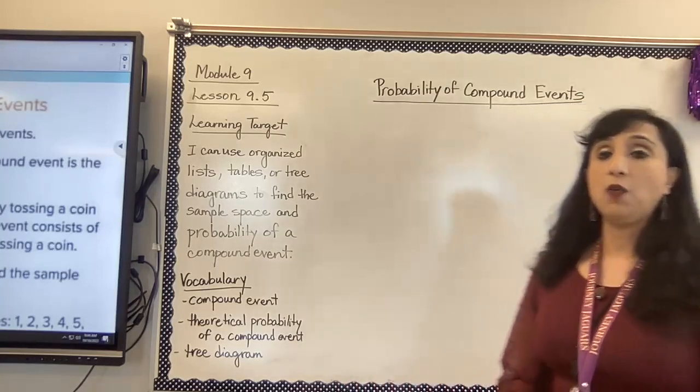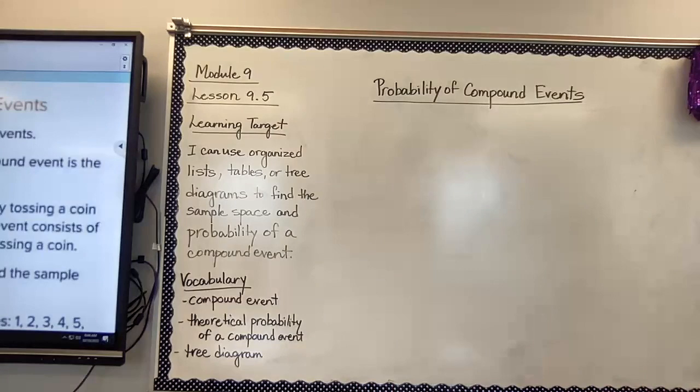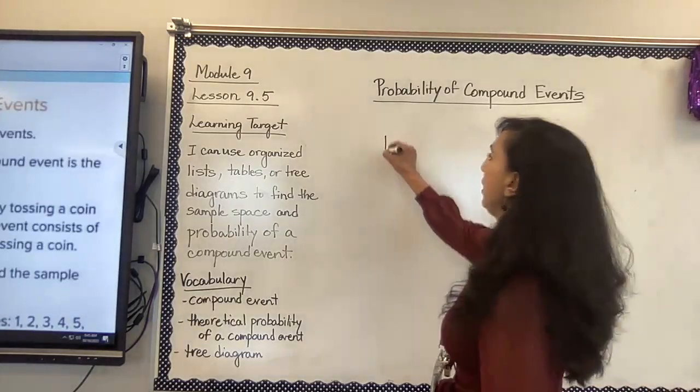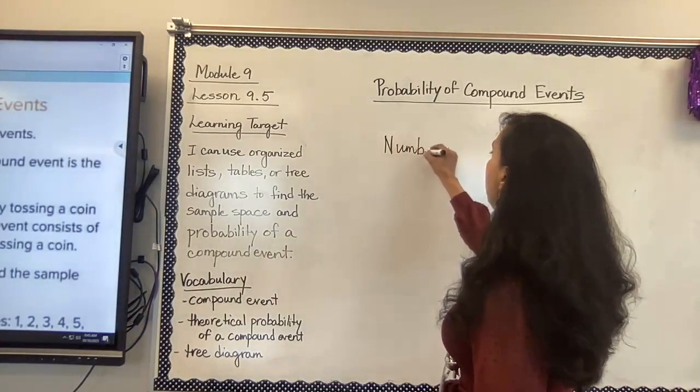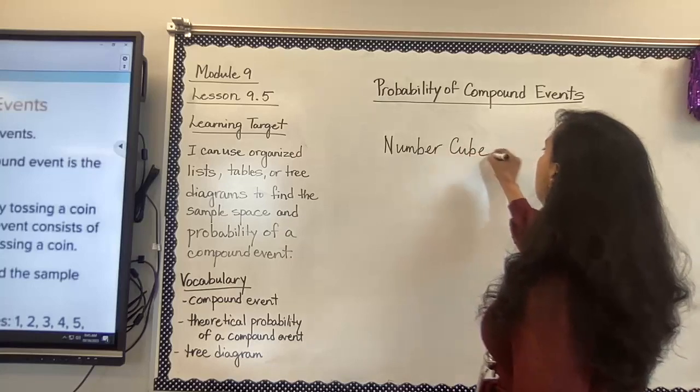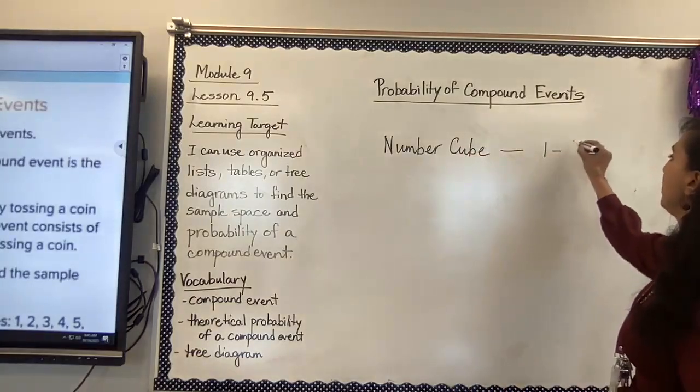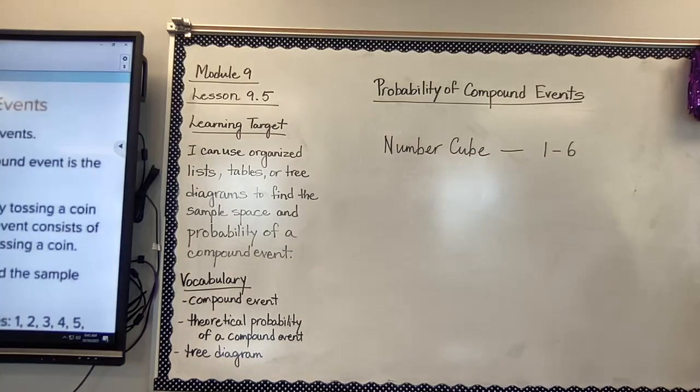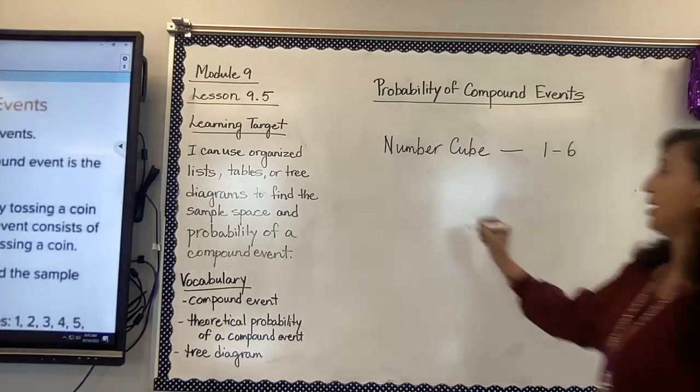Okay, so we have talked about simple events, but now we are talking about compound events. And just like with simple events, the sample space for a compound event is the set of all possible outcomes. So let's say I roll a number cube with sides 1 through 6. Okay, 1 to 6. And then I toss a coin.